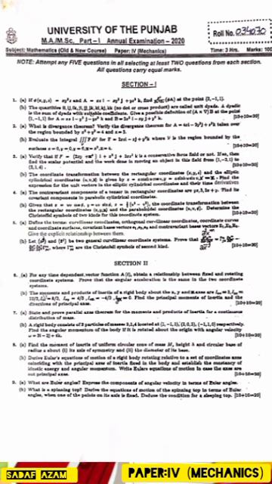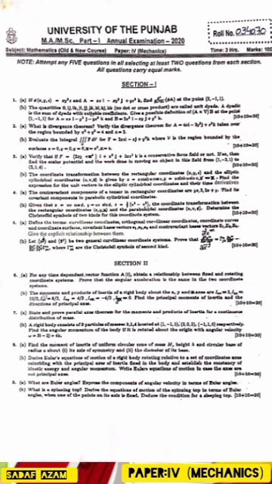B. The moments and products of inertia of a rigid body about the x, y and z axes are Ixx is equal to 3, Iyy is equal to 10/3, Izz is equal to 8/3, Ixy is equal to 4/3, Ixz is equal to minus 4/3, Iyz is equal to 0. Find the principal moments of inertia and the direction of a principal axis.